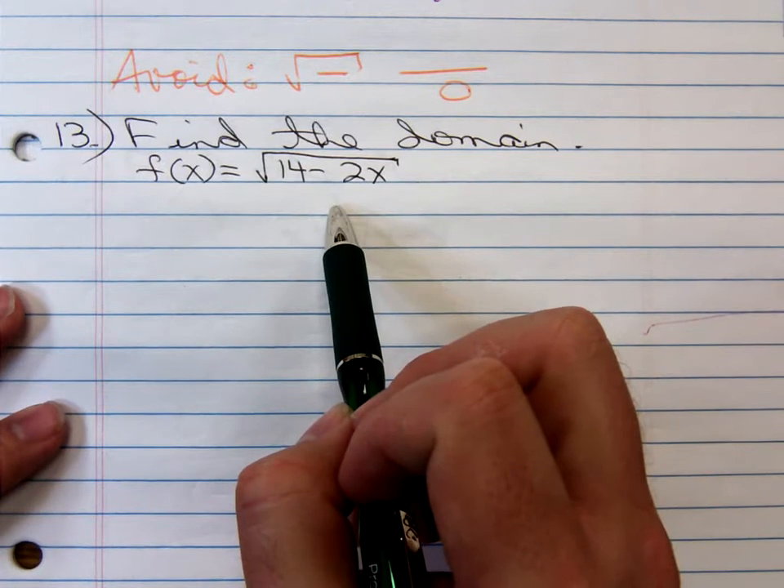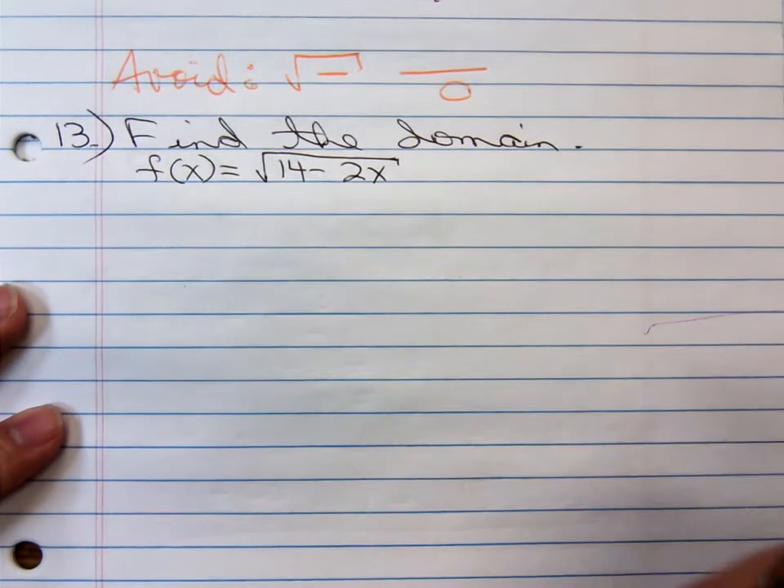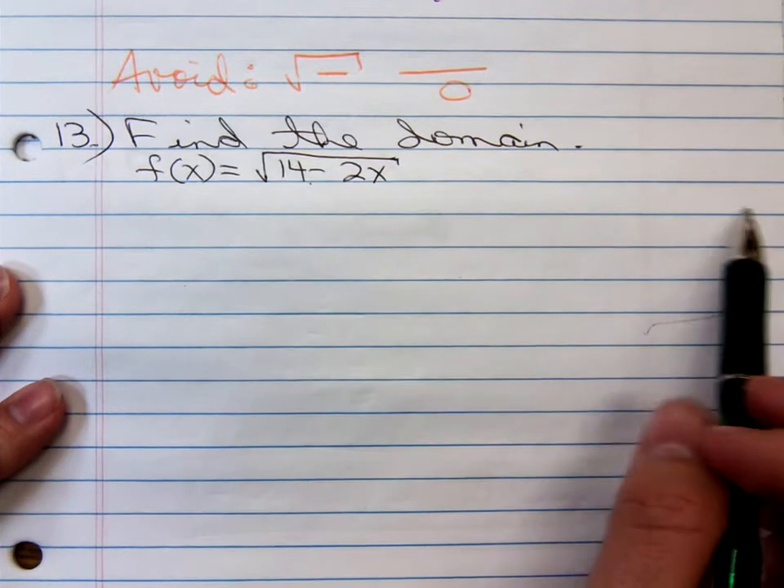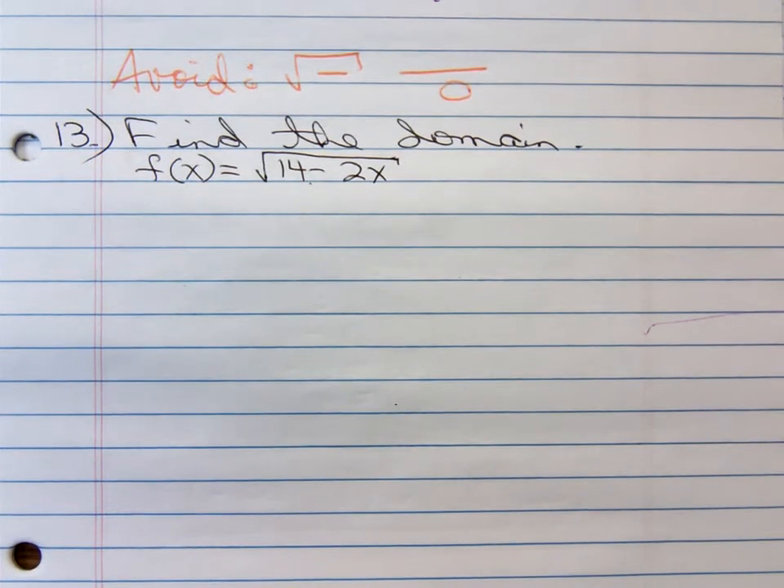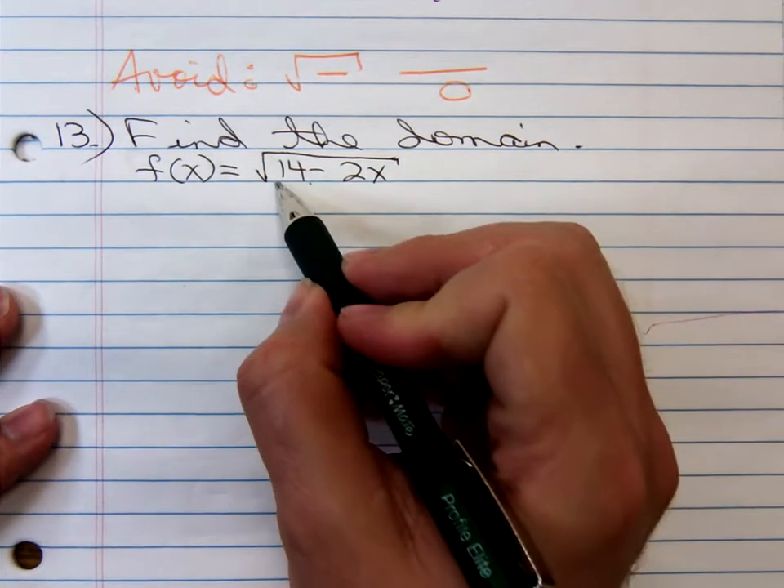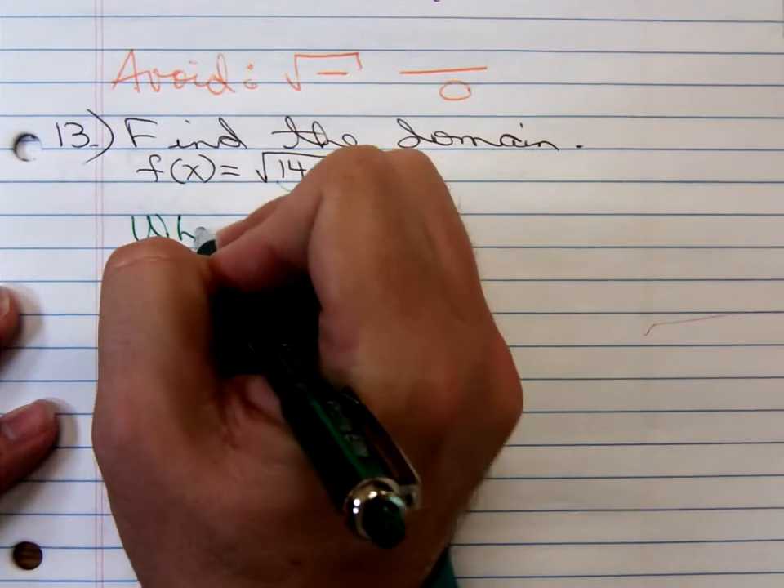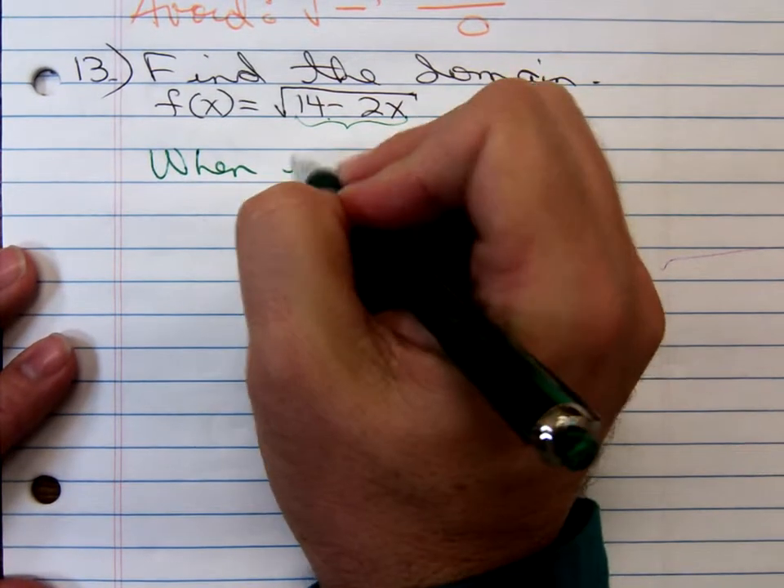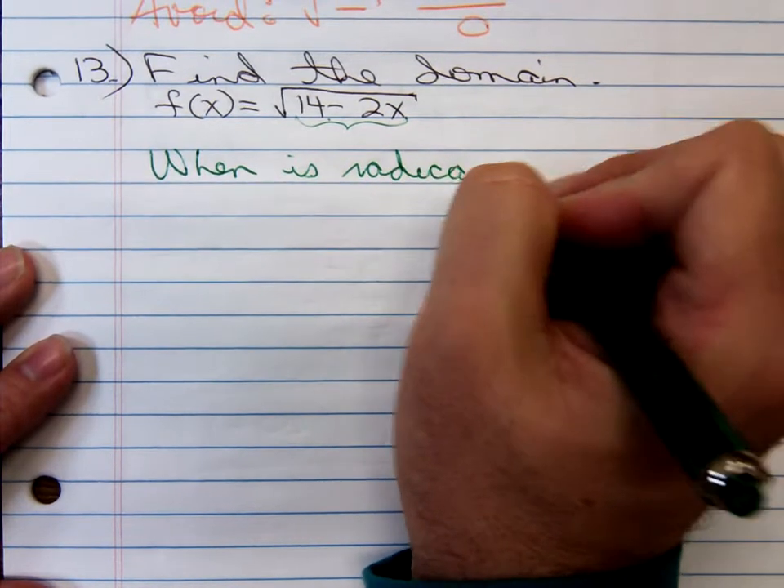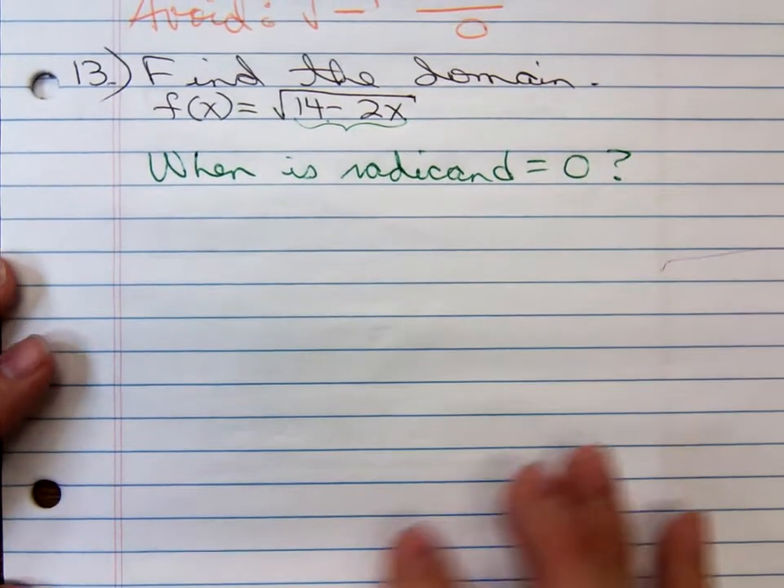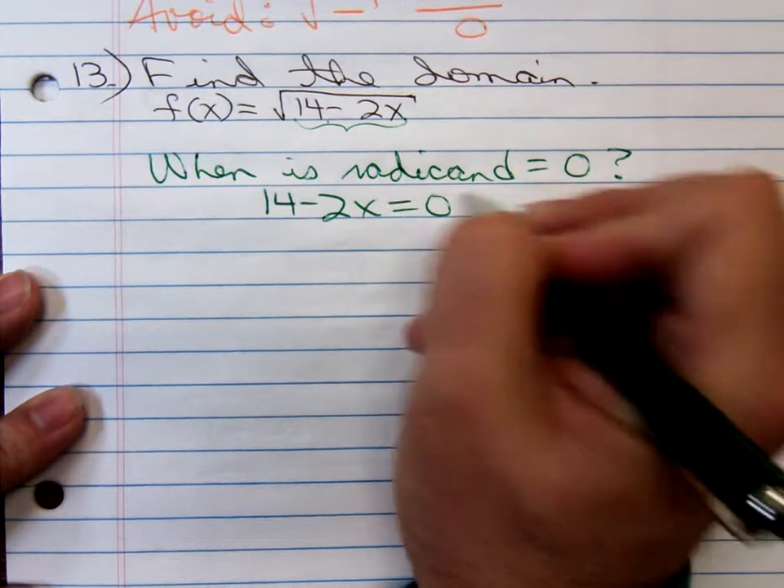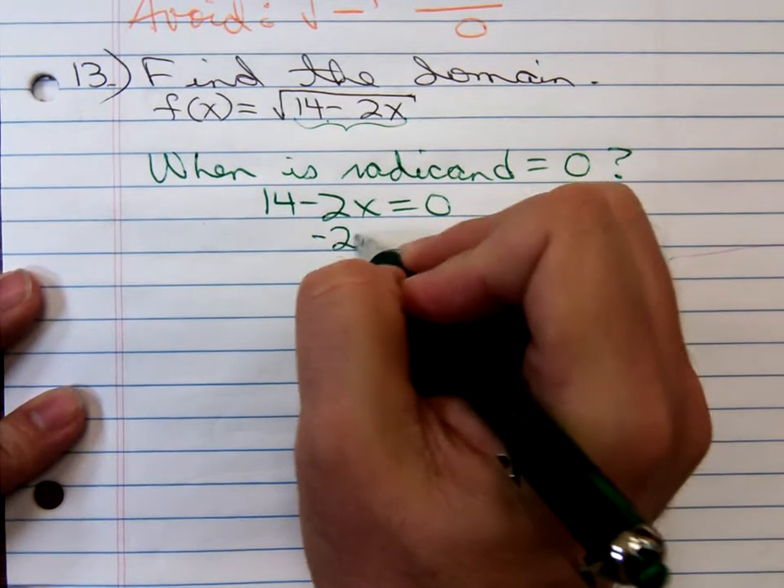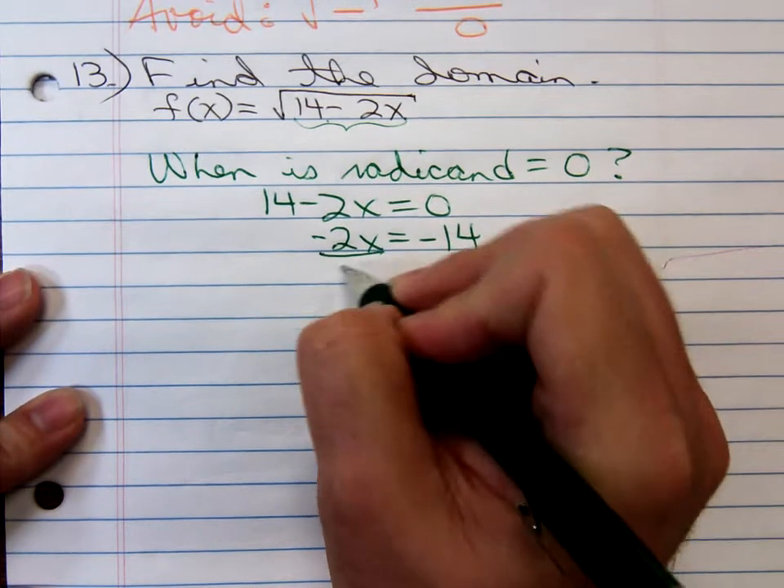So what I do, when I see a square root function, I don't care what else is going on there, what's the smallest number you can have under a radical and it not be imaginary? 0. Anything else is going to produce imaginary numbers. So I ask myself, when is the radicand, that's the thing under the radical, equal to 0? So we have 14 minus 2x. When does that equal 0? Well, that's when, dividing by negative 2, x is equal to 7.